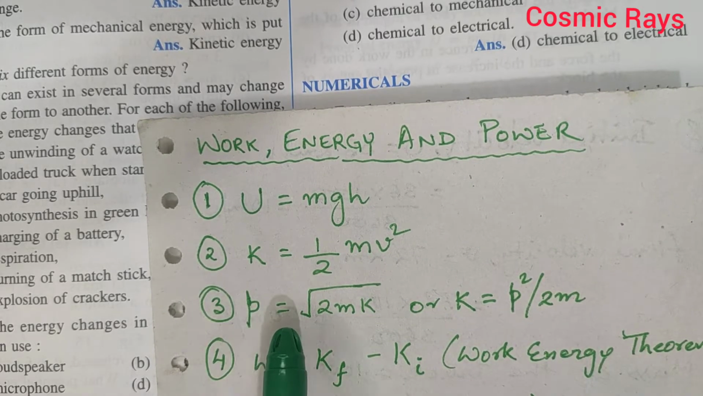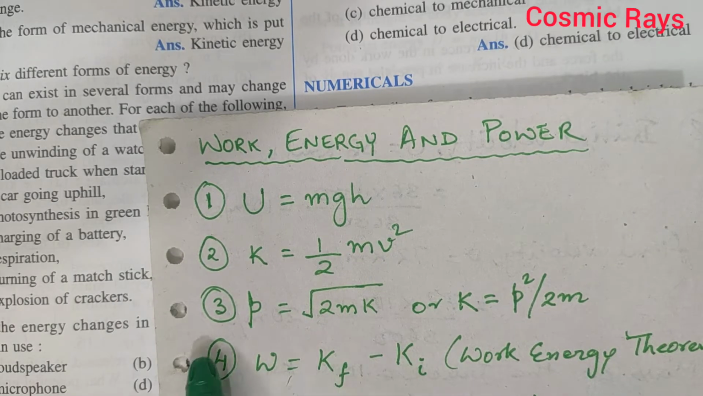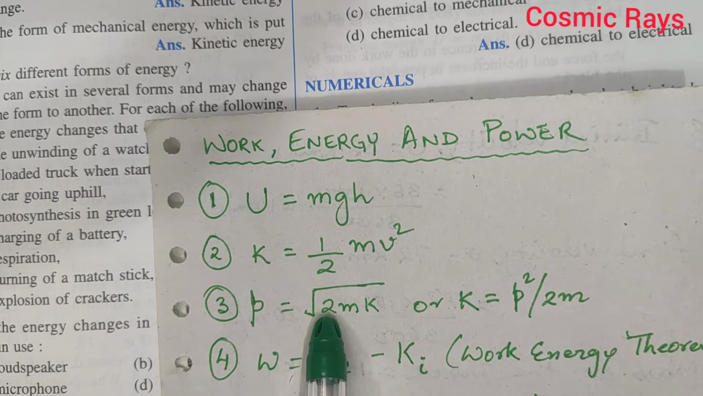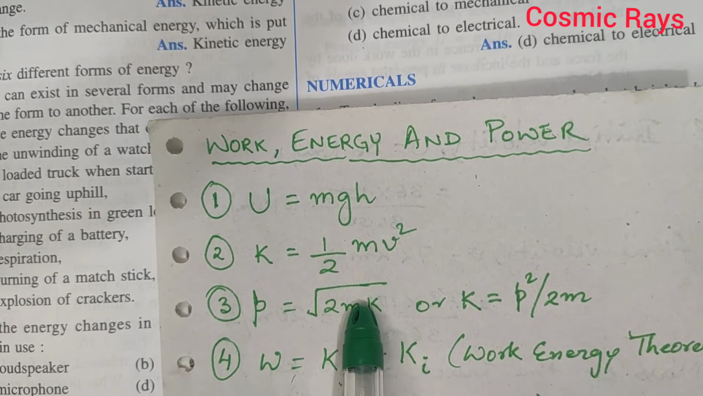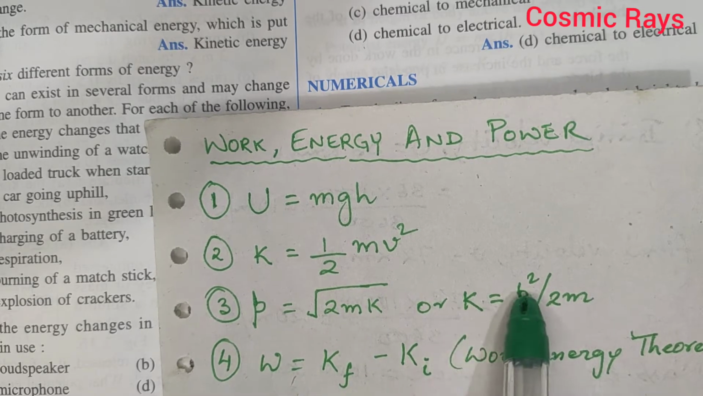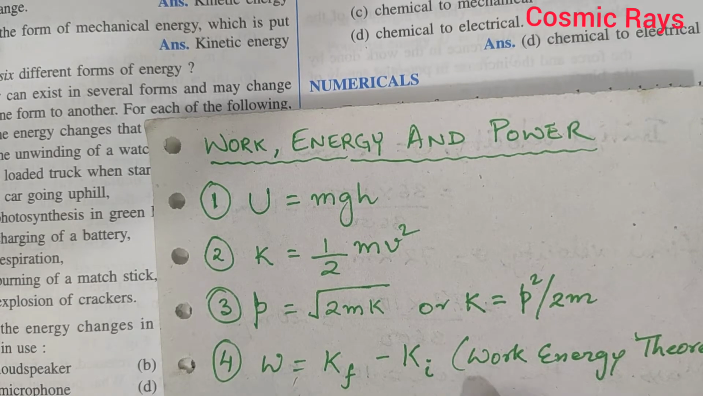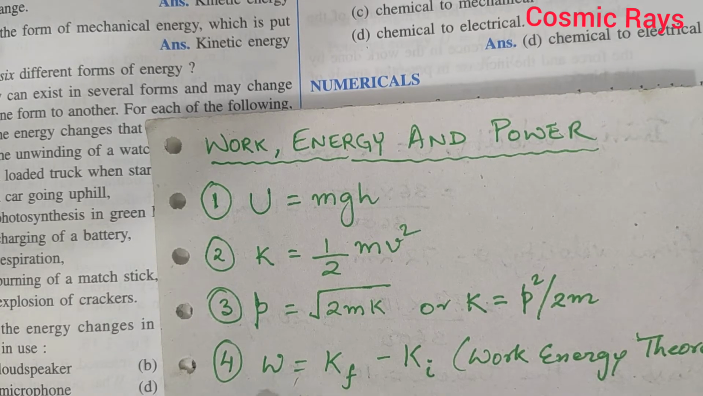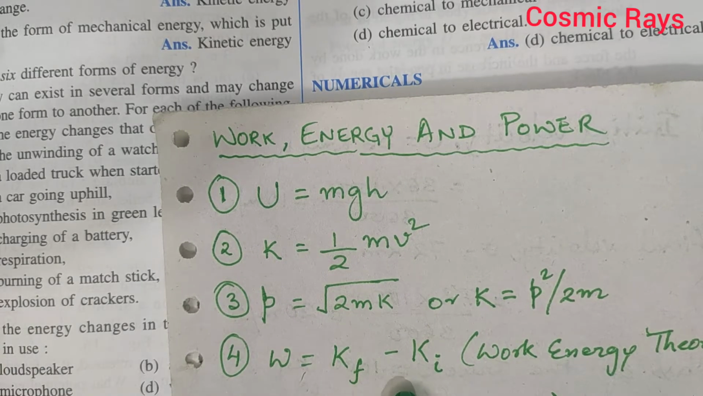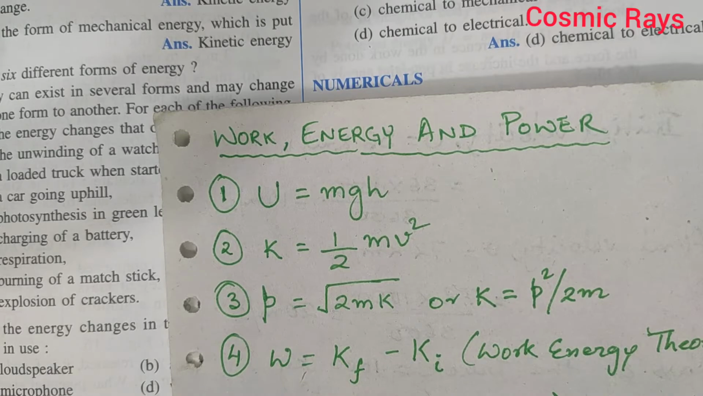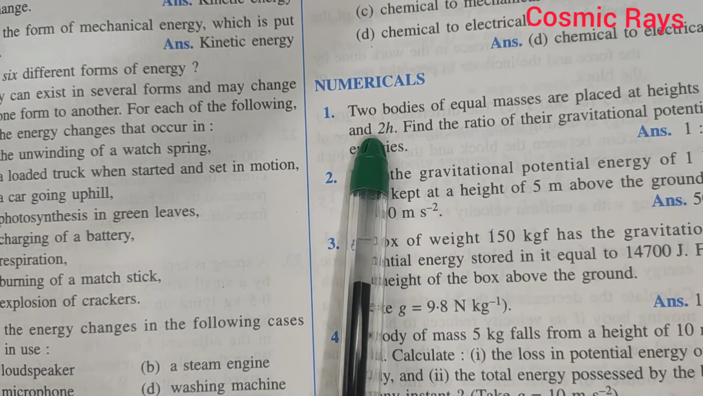Then we have the relation between momentum and the kinetic energy K. So momentum is equal to root over twice m multiplied by K, or if we write this equation in terms of K, then K is equal to p square by twice m. Here the p stands for momentum. And finally we have the work energy theorem, that is work done is equal to final kinetic energy minus initial kinetic energy. Now let's look at the very first question given here.